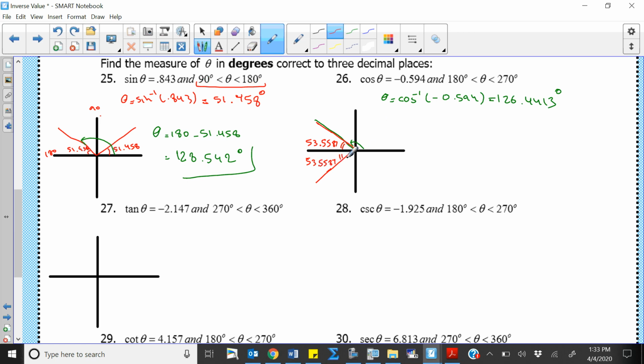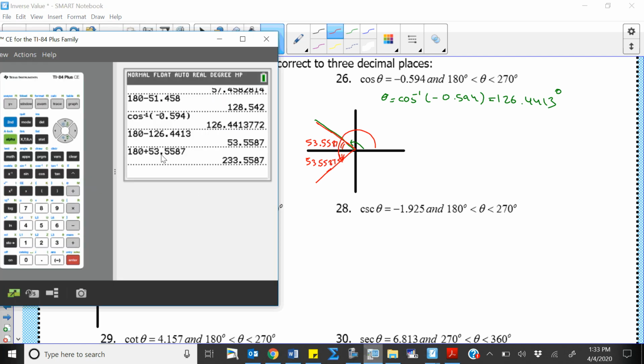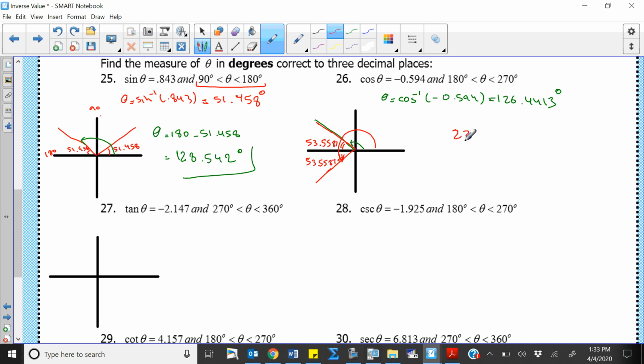Now it's easy to find this whole angle that starts from here and goes to this point. The whole thing from this point to here is 180, and then 180 added to this value will be my answer. So 180 plus 53.5587 is equal to 233.5587. So 233.5587 is the angle that we are looking for, and it's between 180 and 270. I can round it as 233.559.